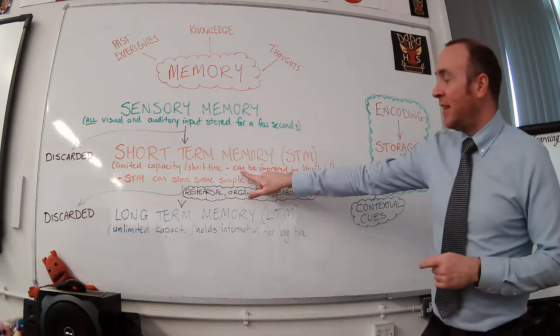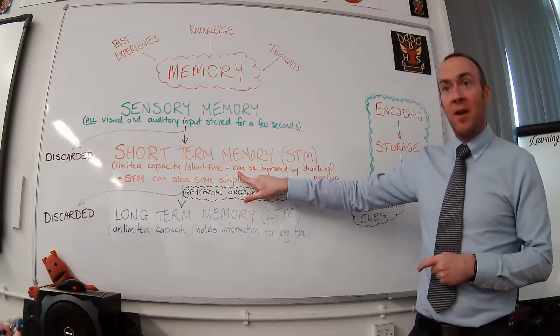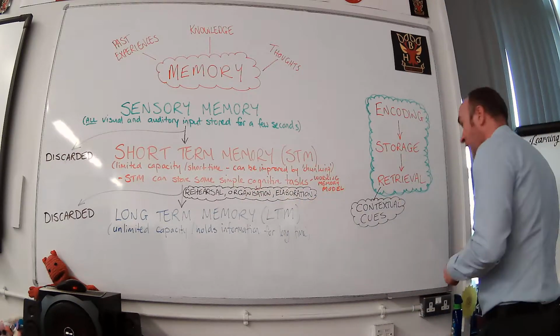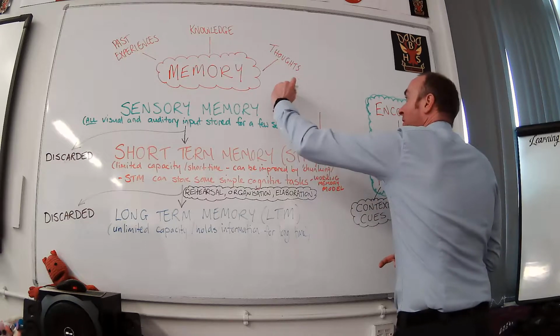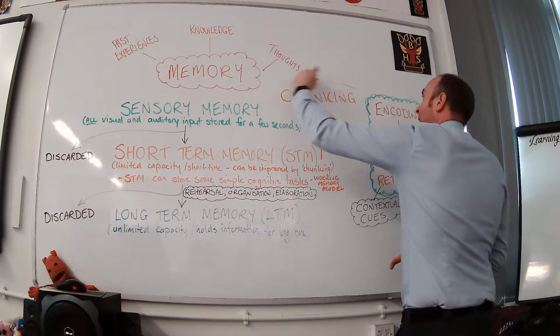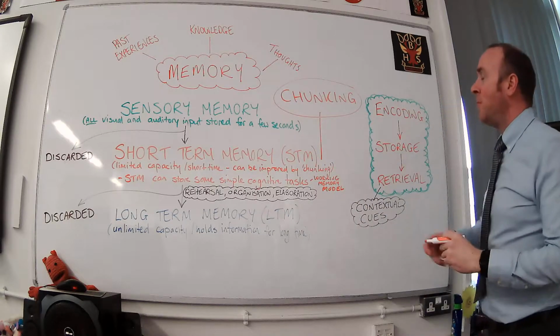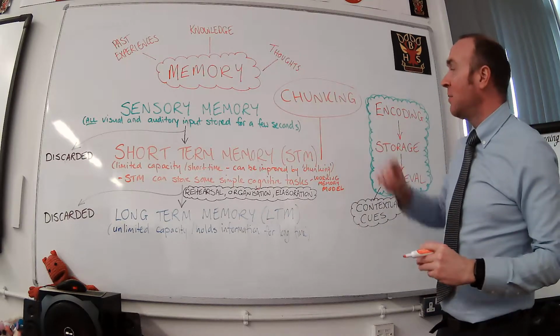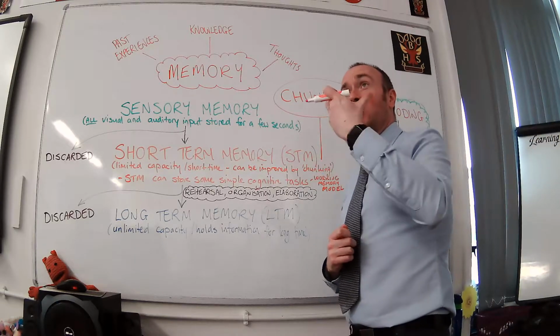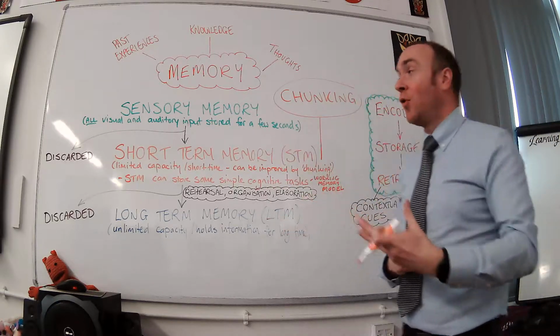What it does say there though, as you can just about make out, is that it can be improved by chunking. Now, I'll write that bigger just so you can see what the word is. Obviously, you can hear what I'm saying, but chunking is a method by which you can remember things, and the amount that your short-term memory can hold can be improved by chunking.